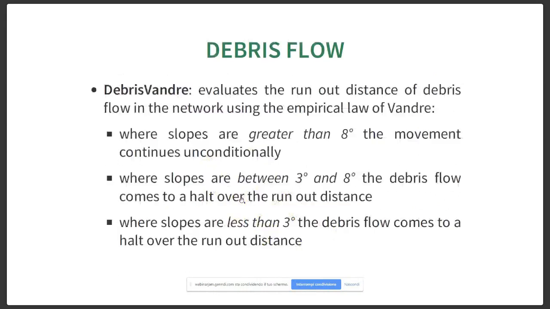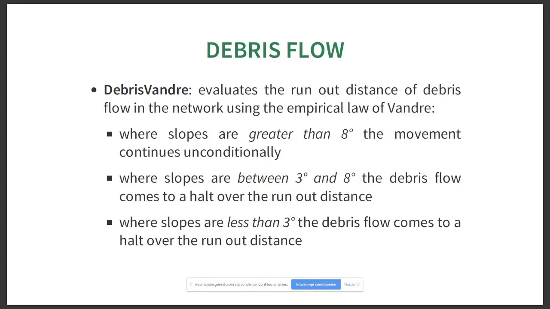Then debris vandre can be used also to evaluate the runout distance of debris flow inside the network. So once we have the triggers inside the network and the contribution of the hill slope in the network, we can use the debris vandre to propagate the debris flow downstream in the network with this condition.